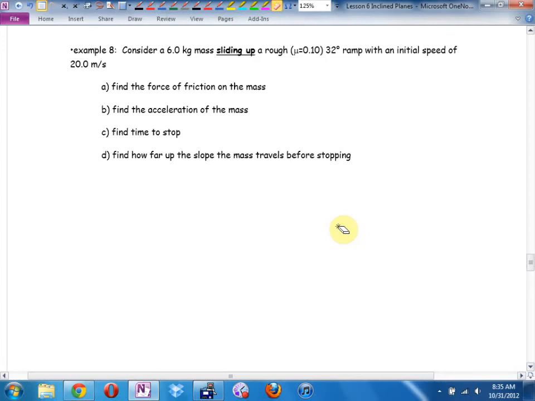So example 8 says, consider a 6 kilogram mass sliding up a rough 32-degree ramp with an initial speed of 20 meters per second. I'm going to draw the ramp. The angle is 32 degrees. Here's our mass. And if I hadn't already underlined, I would underline that it's sliding up. Someone gave it a push, Courtney, and then let go.